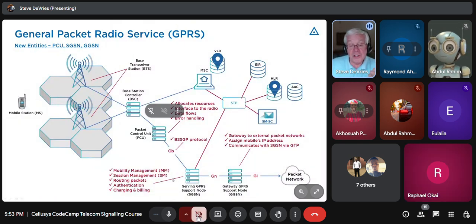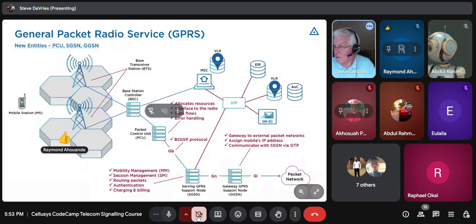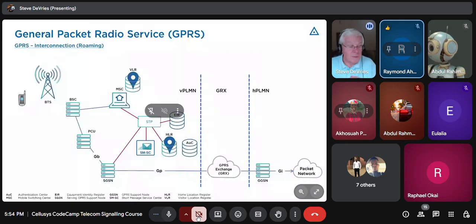Managing the session, managing the mobile, routing the packets, doing your authentication, charging, all that is going to be done by the SGSN, the serving GPRS support node. And the gateway is the final point into the world. Okay? Make sense? Okay, yeah. Excellent. Yeah, thank you. Sure, absolutely.